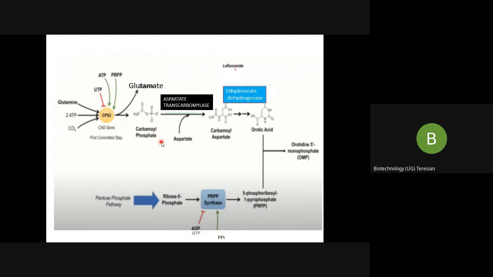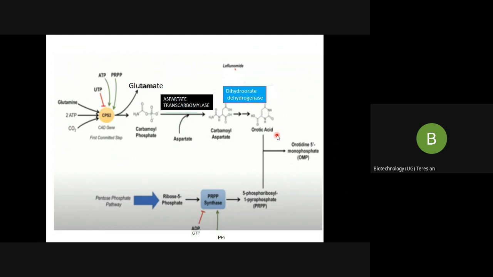The carbamyl phosphate is then converted into carbamyl aspartate in the presence of the enzyme aspartate transcarbamylase. That is, the aspartate molecule is being added to carbamyl phosphate, which then converts into carbamyl aspartate, which in turn gets converted into orotic acid in the presence of the enzyme dihydroorotate dehydrogenase. The orotic acid is the first pyrimidine nitrogen base to be formed. That is, it is the nitrogen group to be formed, not the complete base.